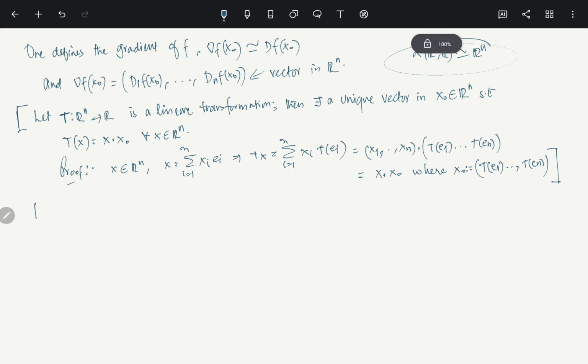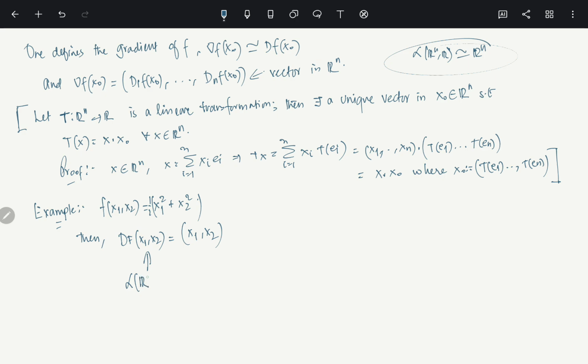So let's put down an example here. If you have a function, let me give you a simple example, f of x1, x2 equals half times x1 square plus x2 square. Then of course we know df at any point (x1, x2) is nothing but, we write it as the derivative: the first derivative is x1 here and the second is x2. So this is how we write it. Please remember, this is nothing but an element of L(R2, R), and this is an element of R2. But we identify these. This equals sign basically means this is an identification. Clear?